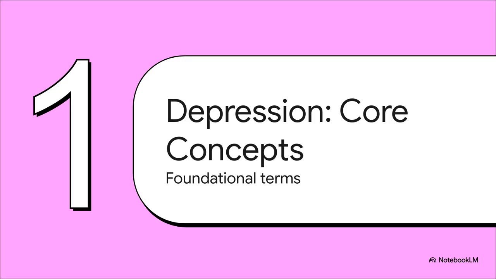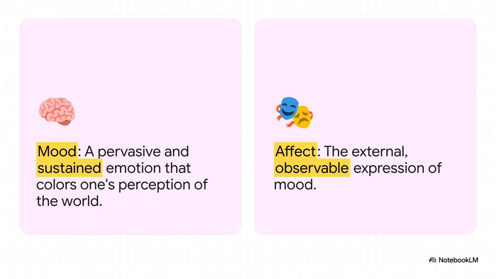Okay, first things first, the core concepts. We have to build our foundation here, right? You're not going to get those complex questions right if you don't have these fundamental terms down cold. Now, here's a classic distinction I can almost guarantee you'll be tested on: mood versus affect. The easiest way to remember it: mood is the patient's internal climate. It's what they feel inside, sustained over time. Affect is the observable weather. It's what you, as a clinician, actually see on the outside. One is internal, the other is that external expression.